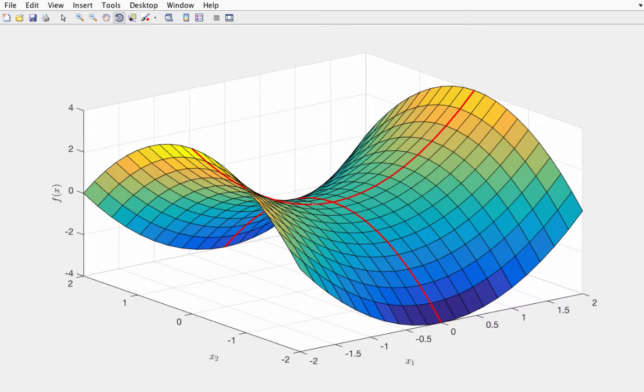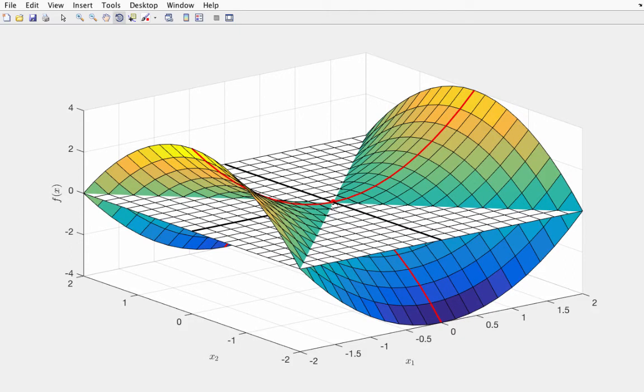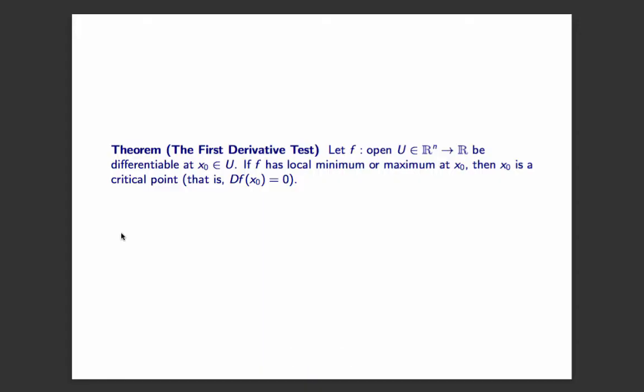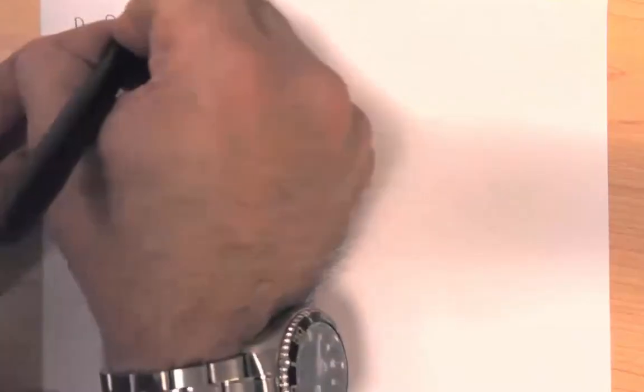Because if I look upon the spine of the horse, if I were to put the saddle on a horse, along the spine it looks like a minimum. But perpendicular to the spine, if I look along the rib cages, it looks like a maximum. But still, at the intersection of these 2 points, the tangential plane is flat. In other words, the gradient is 0. But I have neither a min nor a max. So let's prove the statement. So let's prove the first derivative test.